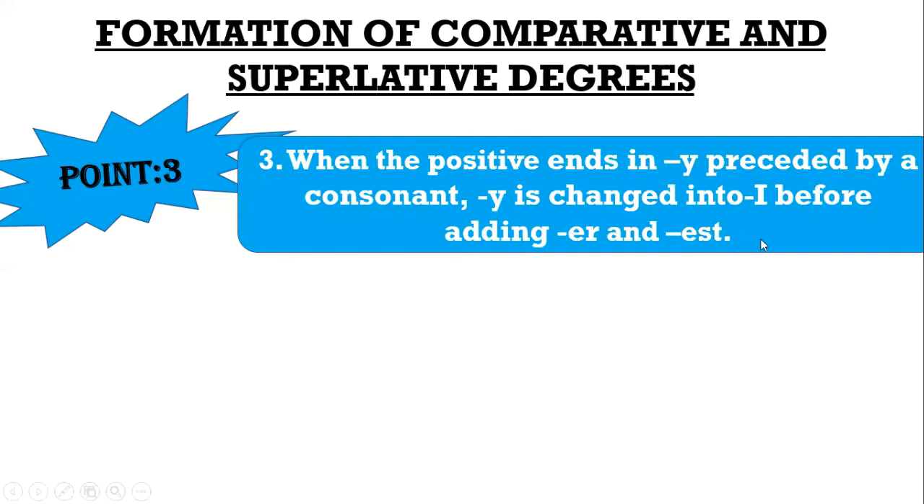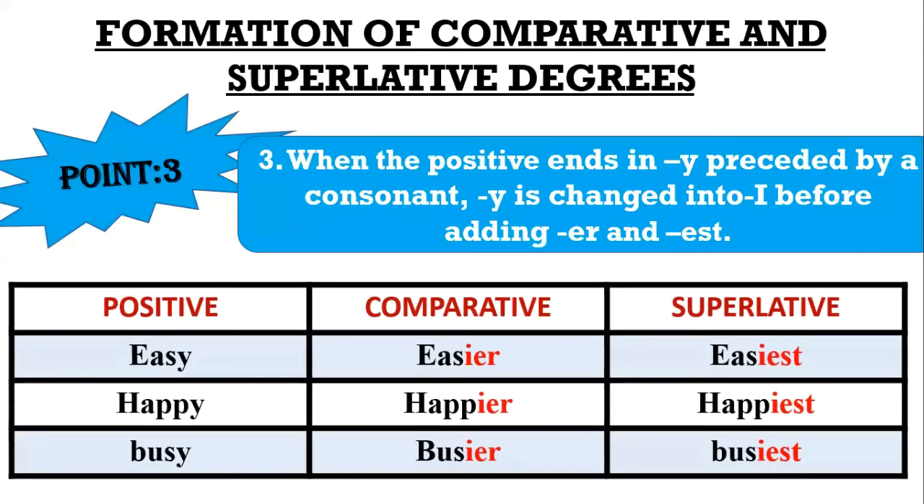So the first step, what you have to do, you will check whether the word is ending with Y. And the second step, you will check if it has a consonant before that. And then you'll change the letter Y to I and add ER for comparative and EST for superlative. Did you get any examples in mind? Yes? Let's go to the examples.